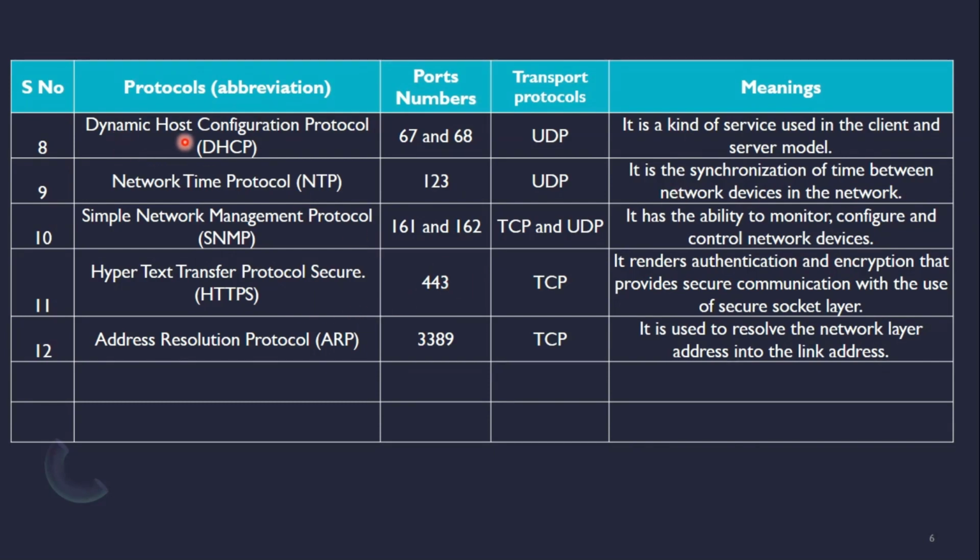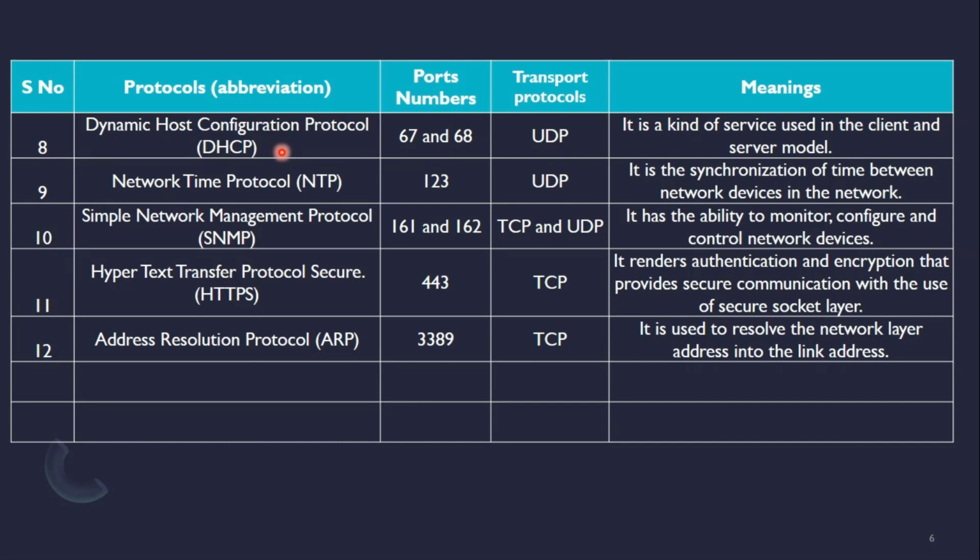DHCP is the Dynamic Host Configuration Protocol, and its port numbers are 67 and 68. This is why we have two port numbers: one for the client and another for the server, and it uses the UDP protocol. If we have 10 IP addresses, assigning them manually is a bit difficult, right? Instead of that, we can make a router or a switch act as a DHCP server.